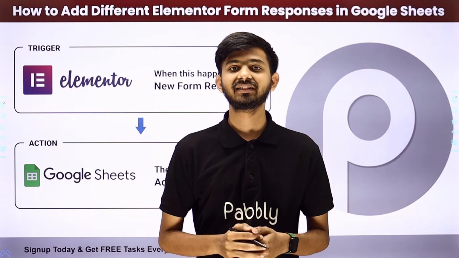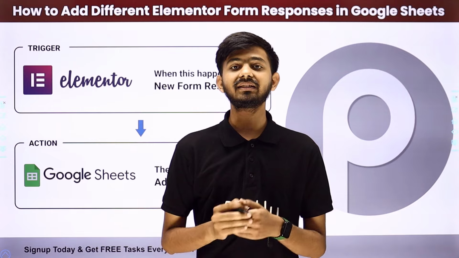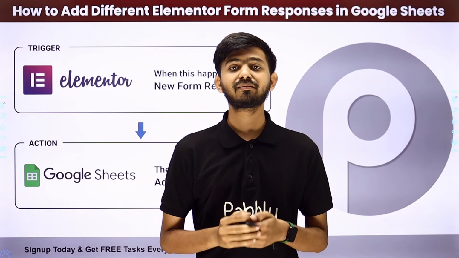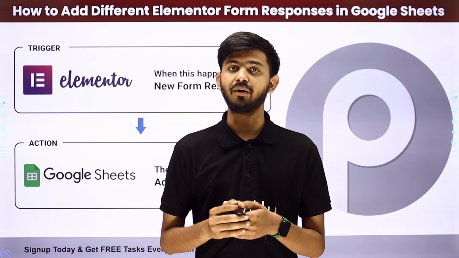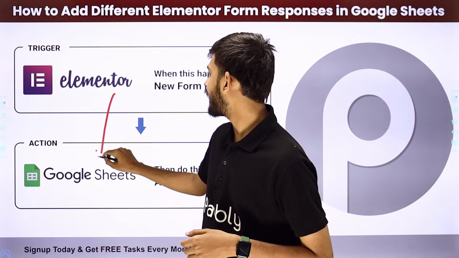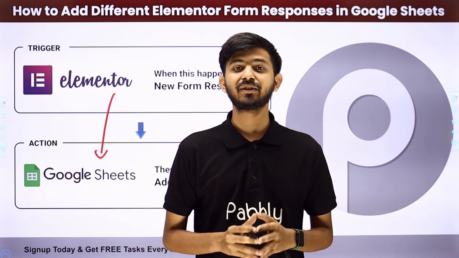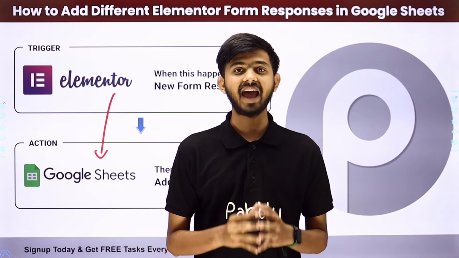So here our objective is that whenever we get new responses of Elementor forms, then we want to add these details in our Google Sheet in their respective sheets according to their forms. So here we are going to create an integration between Elementor and Google Sheets. For creating this integration, we are going to use Pabbly Connect, which is an amazing software for automation and integration.